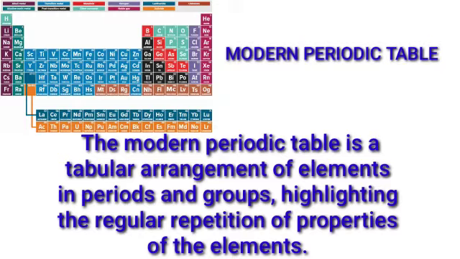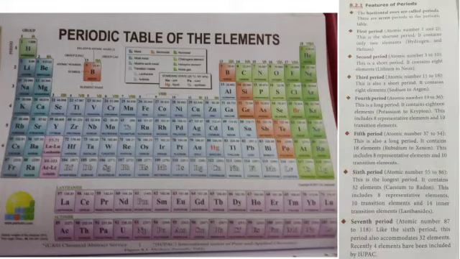Modern periodic table. With reference to the modern periodic law, the elements were arranged in the increasing order of their atomic numbers to form the modern periodic table. The modern periodic table is a tabular arrangement of elements in periods and groups, highlighting the regular repetition of properties of the elements. Here in this table, you can see 118 elements that have been discovered so far.